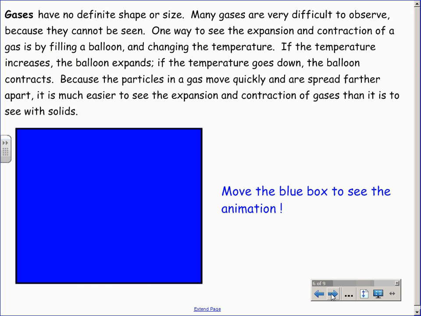Gases have no definite shape or size. Many gases are very difficult to observe because they cannot be seen. One way to see the expansion and contraction of gas is by filling a balloon and changing the temperature. If the temperature increases, the balloon expands. If the temperature goes down, the balloon contracts. Because the particles in the gas move quickly and are spread farther apart, it is much easier to see the expansion and contraction of gases than it is to see with solids.